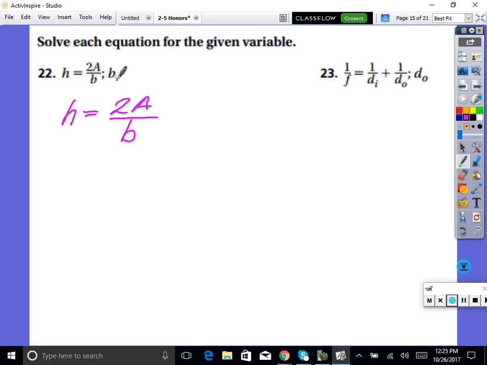So do you see this semicolon B? That's telling us just to solve for B. So how do I get B alone? Now you can do this many different ways. Let's do the most appropriate, prettiest, quickest way. How should I get B alone using algebra?